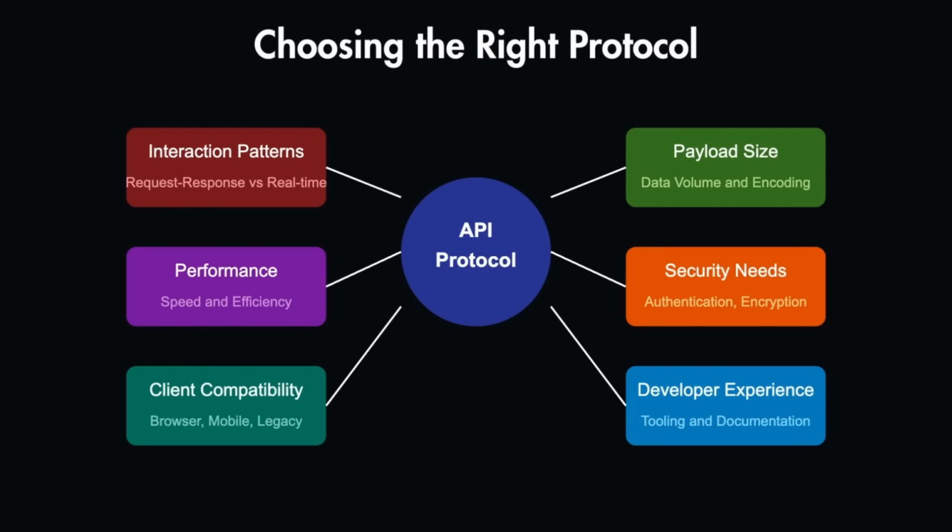But it also comes down to client compatibility. For example, most browsers don't support the latest version of HTTP. That's why gRPC isn't very common for browser-server communication. It also comes down to the payload size, meaning the volume of the data and encoding, security needs based on authentication, encryption, and so on, and also the developer experience, so the tooling and documentation. It also comes down to the developer experience because you're mostly going to work with this API and it needs to have good documentation and tooling for you to fully work with this type of API protocol.